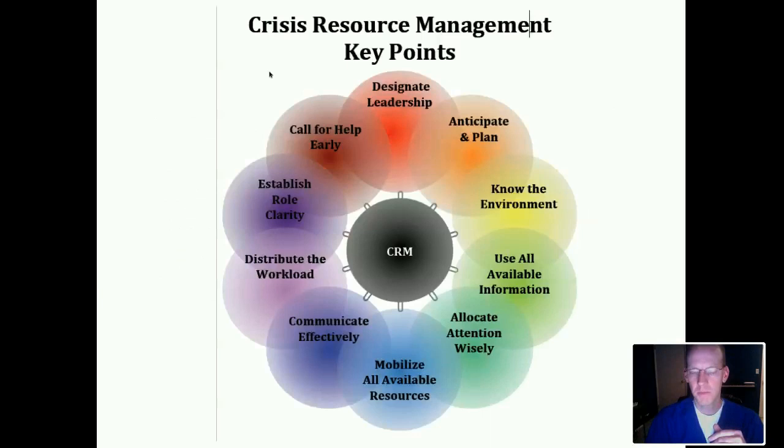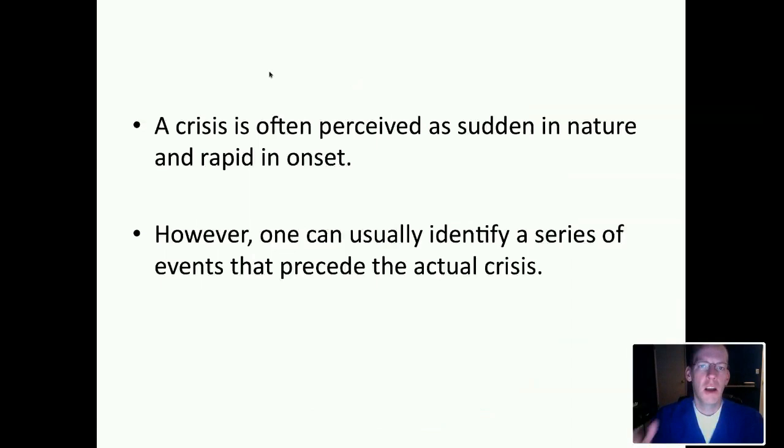So this is a schematic that represents the key principles of crisis resource management, and I'm going to talk about each one in depth later in this lecture. But before I do that, let's first talk about the evolution of a crisis. Although a crisis is often perceived as sudden in nature and rapid in onset, you can usually identify a series of events that actually precede the crisis. This can be very useful for future reference because you may be able to intervene and stop a crisis from occurring in the future if you can understand what some of these preceding factors are.